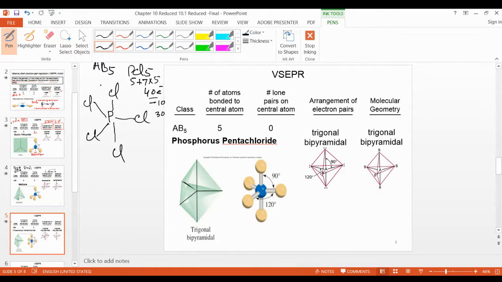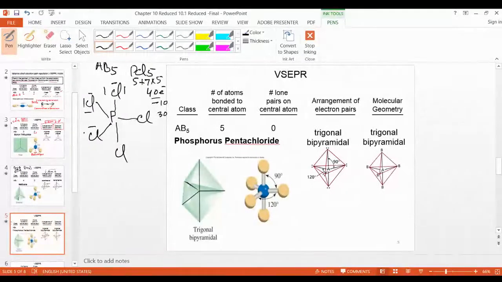How to complete the octet of an atom? Add electrons of H. How many electrons does chlorine need to complete the octet? 6 electrons. 6 electrons plus 2 makes an octet. 6 multiplied by 5 is 30, right? And 30 minus 30 is equal to 0.